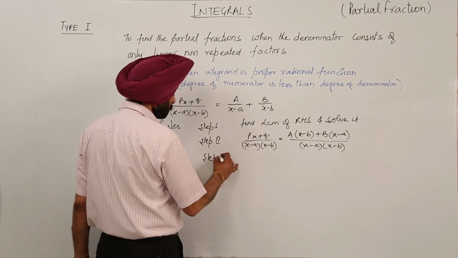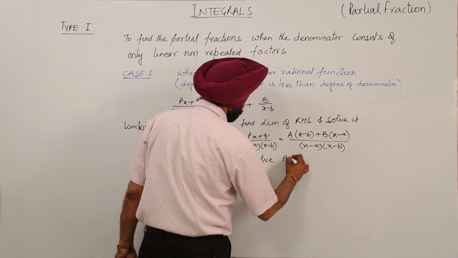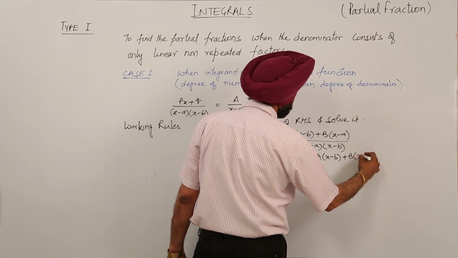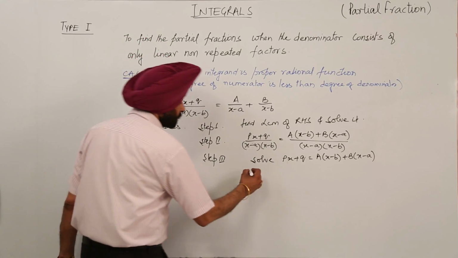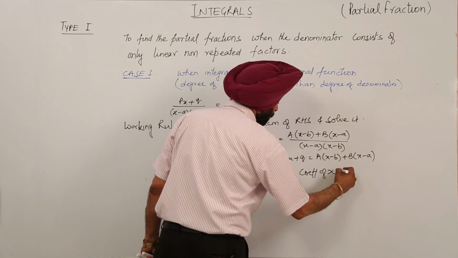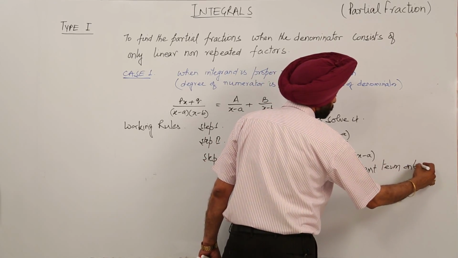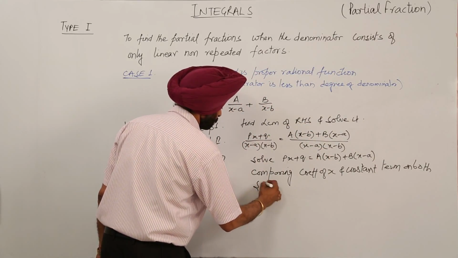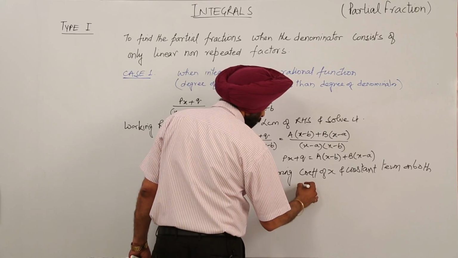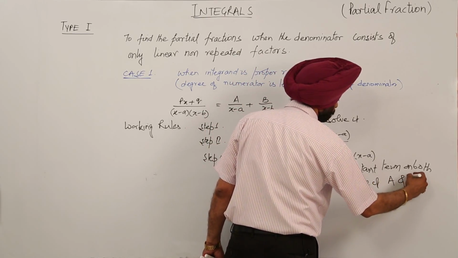In step 3, what we are going to do now, step 3, solve px plus q is equal to A(x minus b) plus B(x minus a). Comparing the coefficient of x and constant term on both sides, comparing coefficient of x and constant terms on both sides, we will get the values of A and B.